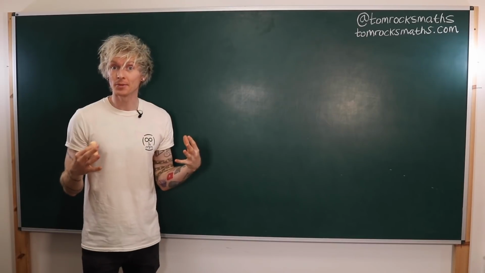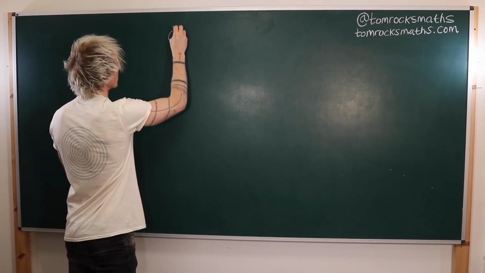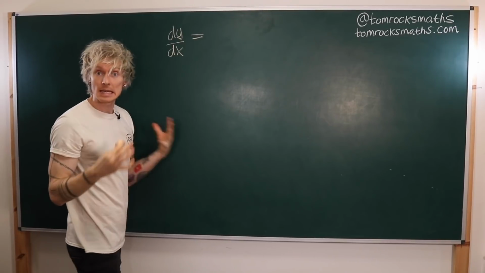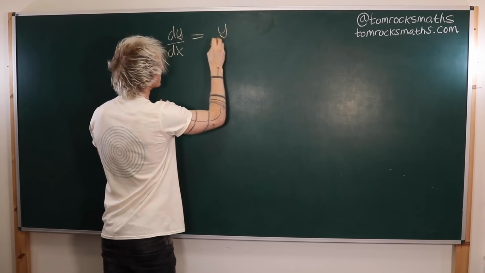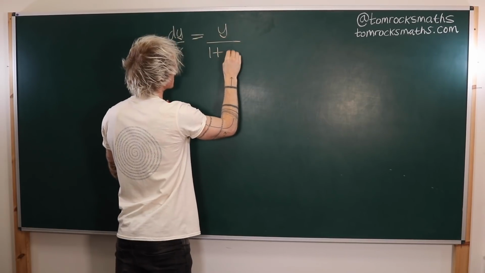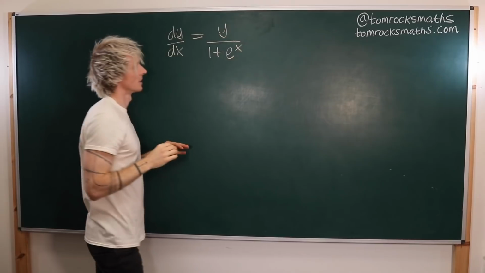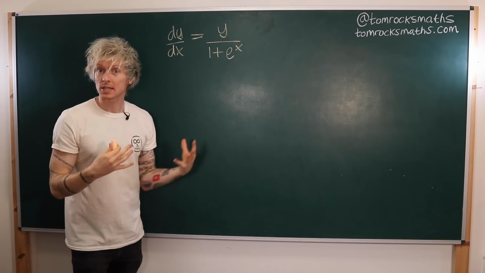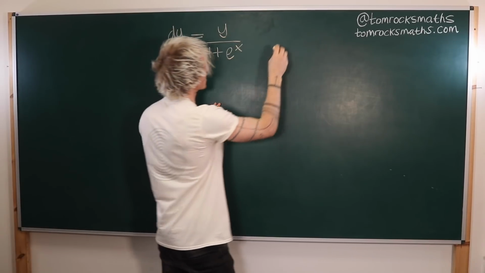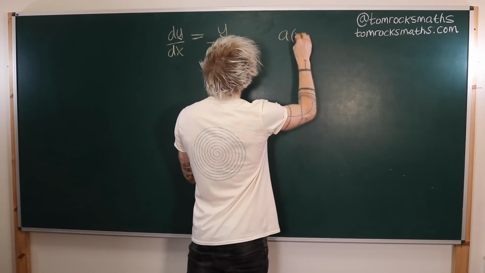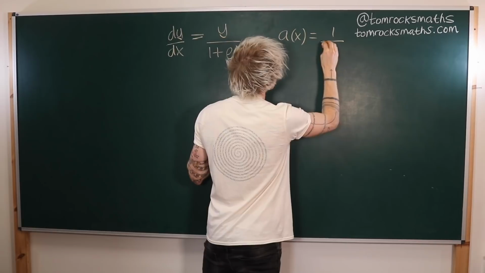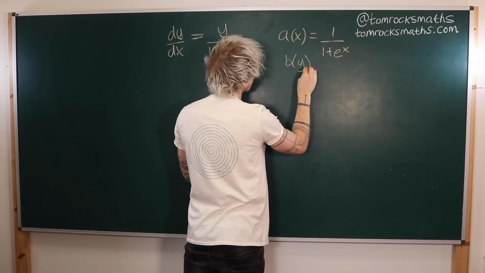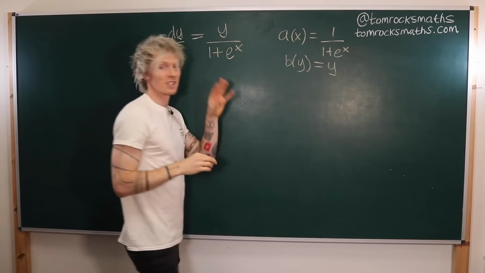For our first example, we're going to look at the following: dy by dx is equal to y divided by 1 plus e to the power x. So using our general form that we just discussed, our function a of x is going to be equal to 1 divided by 1 plus e to the x, and b of y is just equal to y.